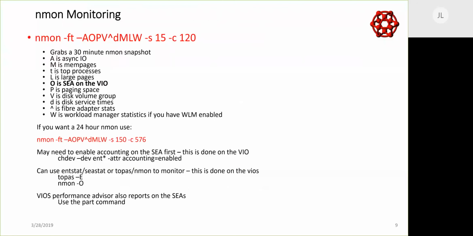This slide here is just showing you the flags for using NMON. This first one gets a 30-minute NMON, and the one I run 24 hours is this one down here, where I do every 150 seconds and I do 576 snaps. I kick that off at 11:59 p.m. every night, and I just run it out of cron.